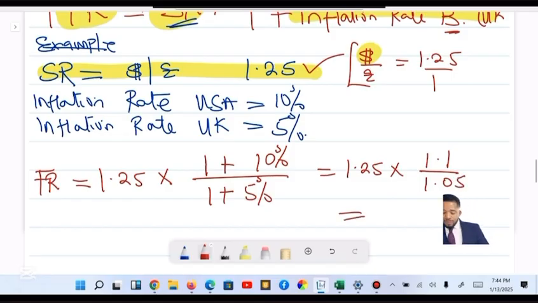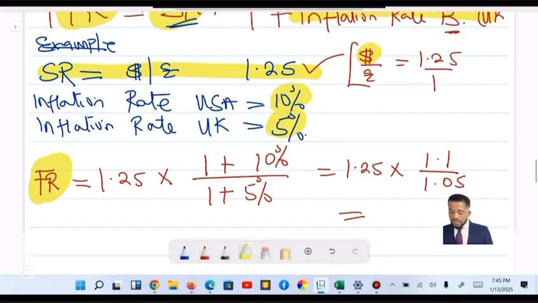Please remember that in this example, we are assuming that the forward rate we are looking for is 1 year forward rate. For instance, if you are asked to calculate forward rate for 3 months or 6 months, it means that this inflation rate would have to be prorated accordingly. In that case, we divide by 12 and multiply by the number of months you're looking for, and that will give you the respective inflation rate required to do your calculation.